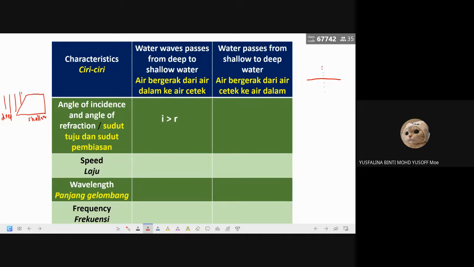So the first thing you have to do is draw the direction of propagation first. So this is the direction of propagation for the wave. You move from the left to the right. And then you draw the normal line here. Can you see it clearly? Do you want me to draw it bigger?